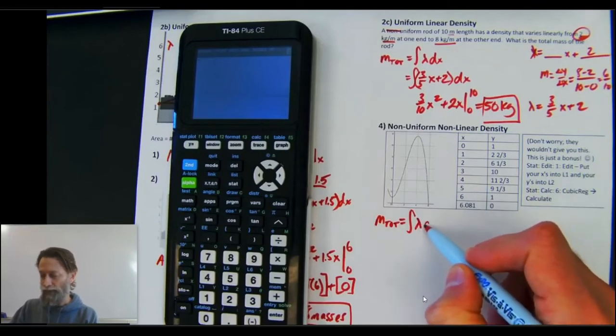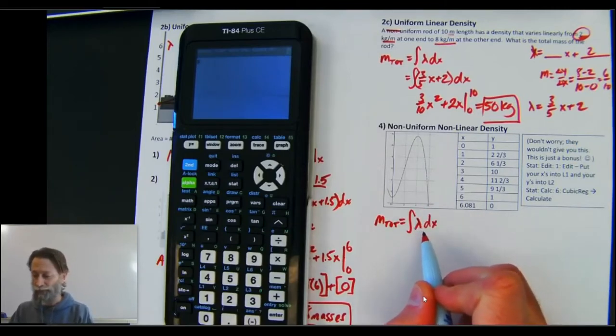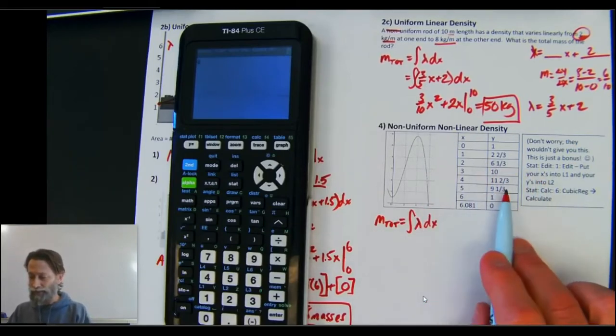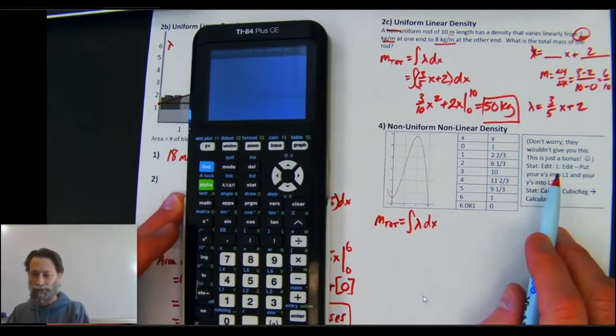So remember that in order to find the total mass, I'm going to do the integral of the line density with respect to the position. So the first thing that I have to do is find out, well, what is the equation of the line density? So the way that we're going to do this is we're going to take these values, put them into the calculator, and the calculator is going to tell us what that equation is.